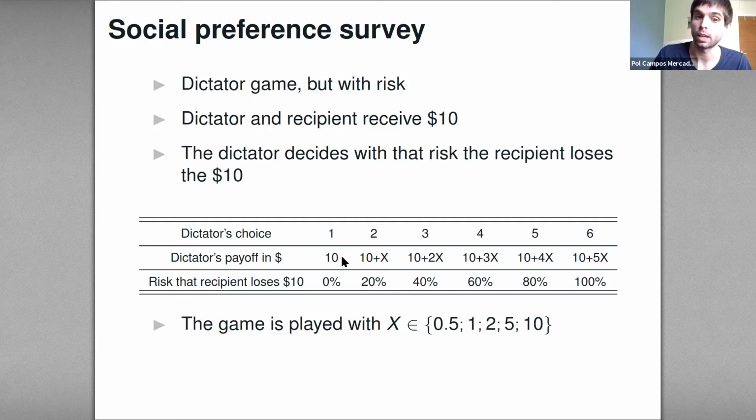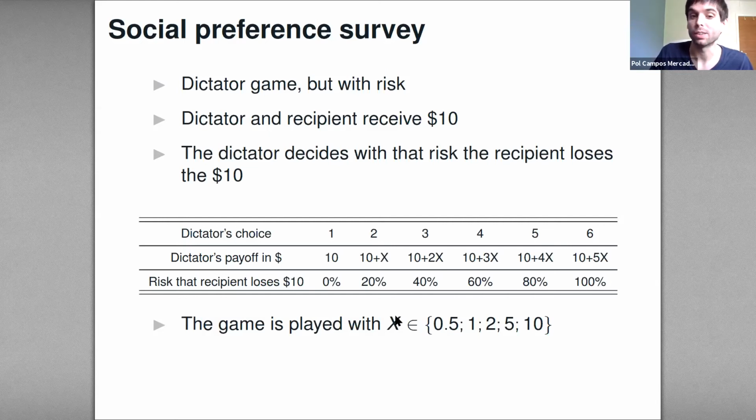So dictators could keep $10 and then put 0% risk on the recipient. So both would get $10. The dictator could also choose to put 20% risk on the recipient in exchange for $10 plus some money. And this money went from 0.5 to $10, all the way until the final choice, in which dictators would get a lot of money and the recipient would for sure lose the $10, right?